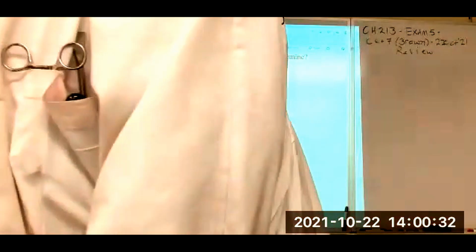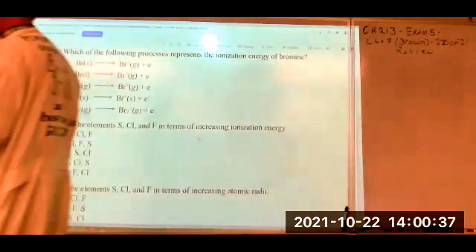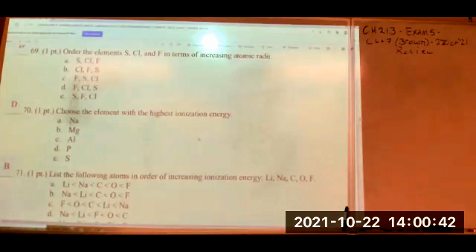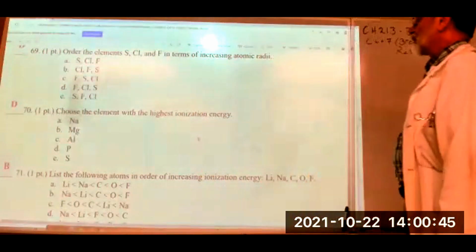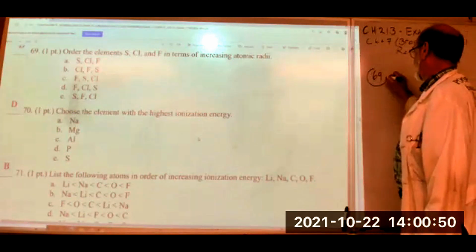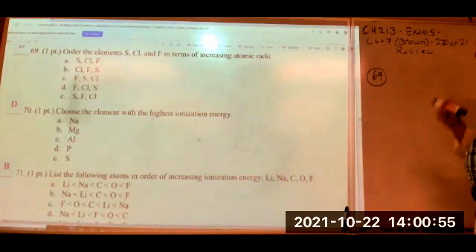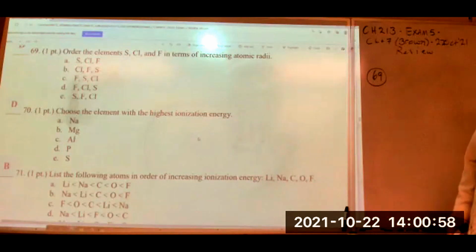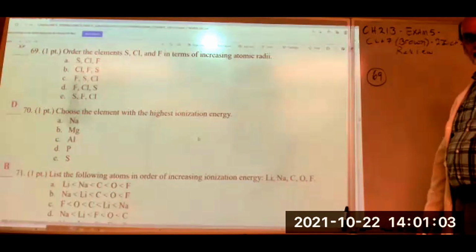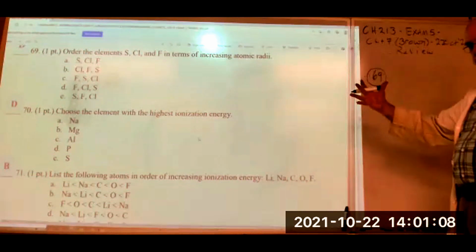69, I think. Yep. 69. I will have to scroll this one. Okay. Order the elements, those same three elements in terms of increasing atomic radius. So what's the trend with atomic radius? Which direction do they increase in size? Upper right, lower left. Right? They increase in size going down because we're adding electrons to higher energy levels.